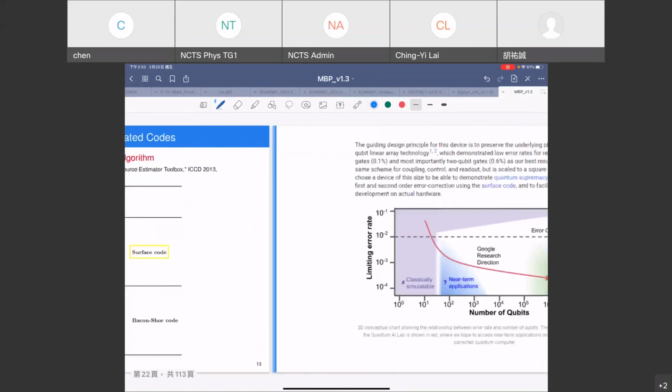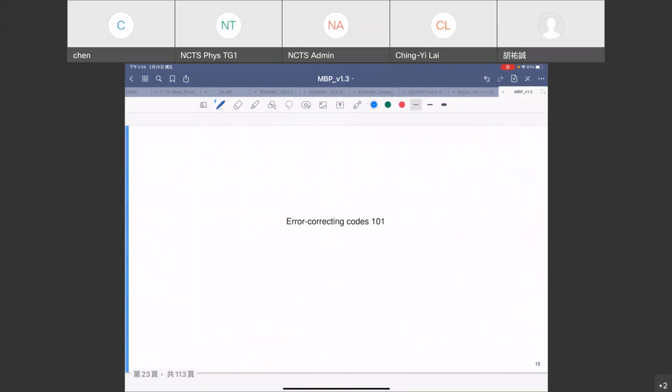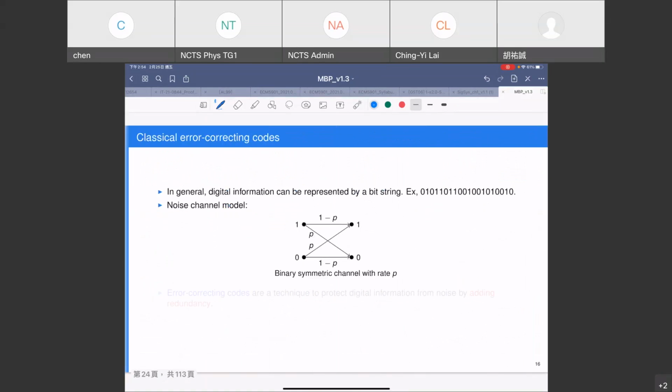Let me skip this part. So let me give you some feelings about error correction codes. Let's quickly review these ideas. So basically, the data will be handled digitalized. So they are binary digits, right? Like this one, 0 and 1. And in a communication channel, we will model this binary bit flip channel so that when we send a bit 1 or a bit 0, it will be flipped with a probability P. This is called the physical error rate P.